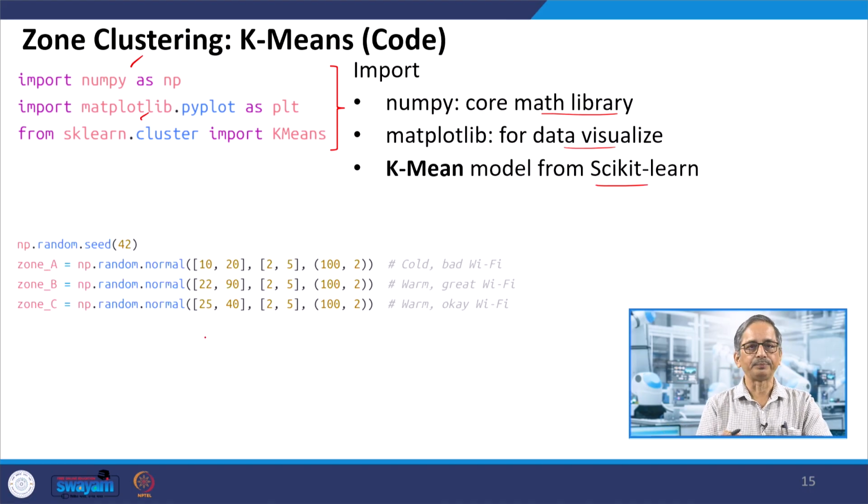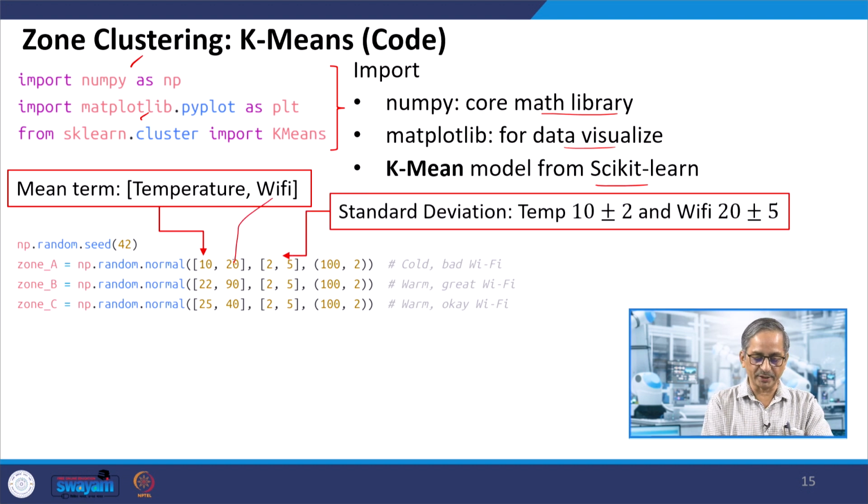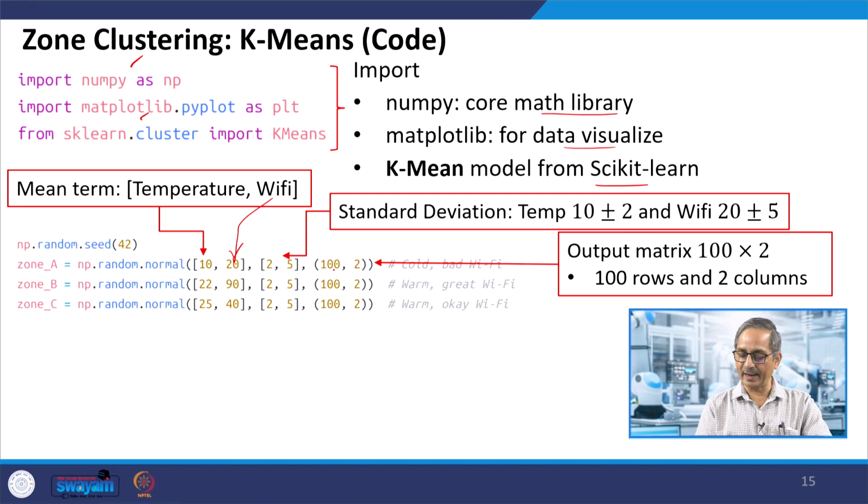So here is the data. You have the temperature here and the Wi-Fi signal strength here. Then here we have the standard deviation, that is, temperature could vary say plus minus 2 degrees and Wi-Fi strength could vary say plus minus 5%. From this information we generate an output matrix of say 100 by 2. So generate 100 rows of data and 2 columns, one corresponding to temperature and one corresponding to the Wi-Fi strength. Likewise these 3 sets of data are available.